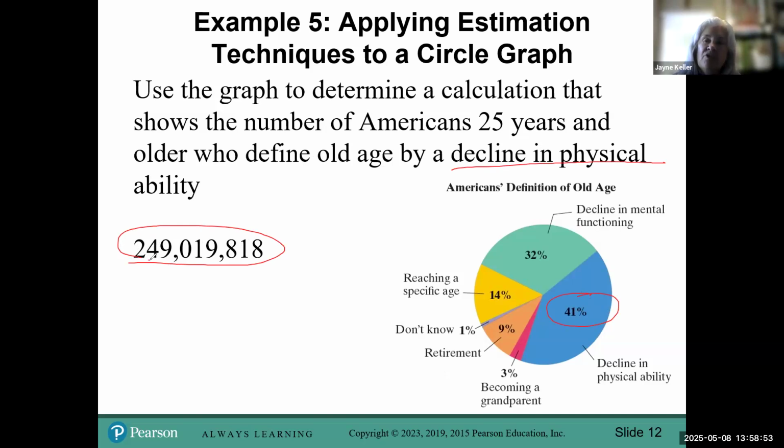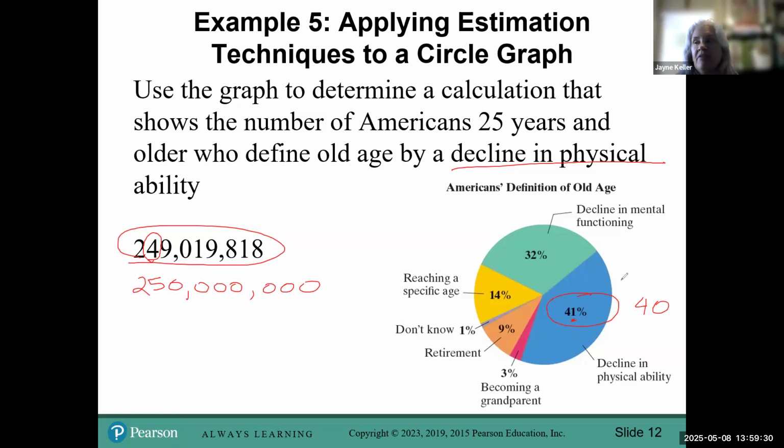So I'm going to choose this place here. I'm going to round it to the nearest 10 millions. Because I have a 9 to the right, I'm going to make that 250 million. So I'm saying there's about 250 million Americans 25 or older. And then I'm also going to round this number. Instead of multiplying by 41%, I'm going to say that's practically 40%, because if I round that to the nearest tens, I get 40%.